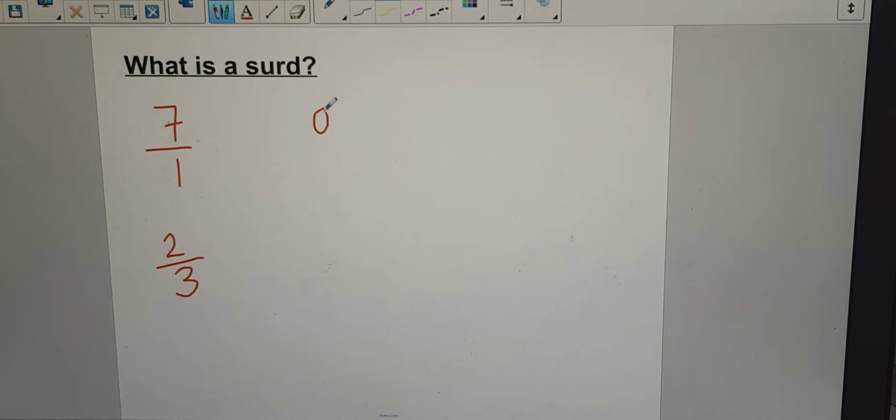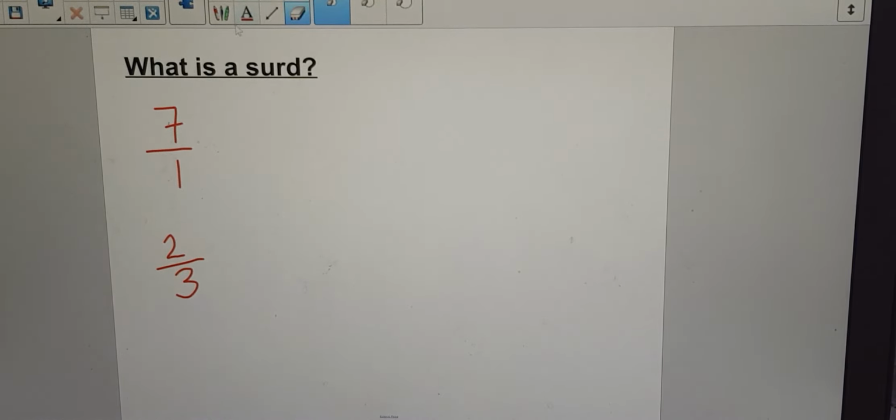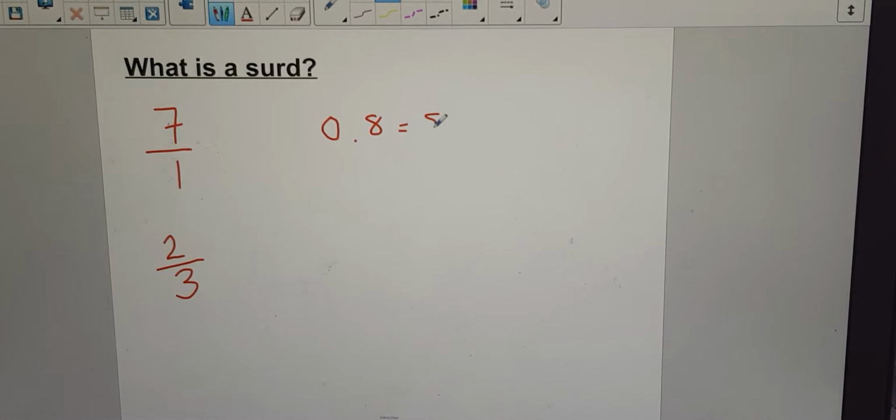If we think about any decimal, let me just rephrase that. A terminating decimal, i.e. one that comes to an end, so 0.8, that's a type of rational number because that can be expressed as 8 over 10 or 4/5 in its simplest form. Therefore, that's a rational number. It can be expressed as a fraction.